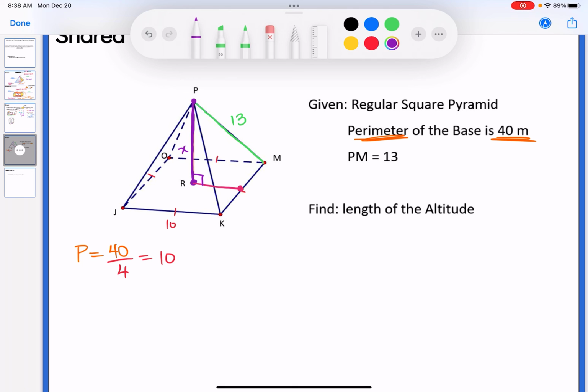Again, I don't have a triangle yet, right? What I'm missing to make my triangle is this segment right here. Do you remember what that segment is called? That segment is called the slant height.